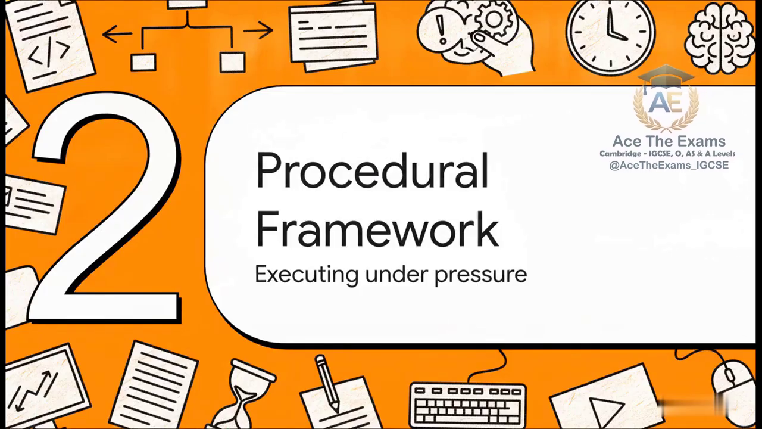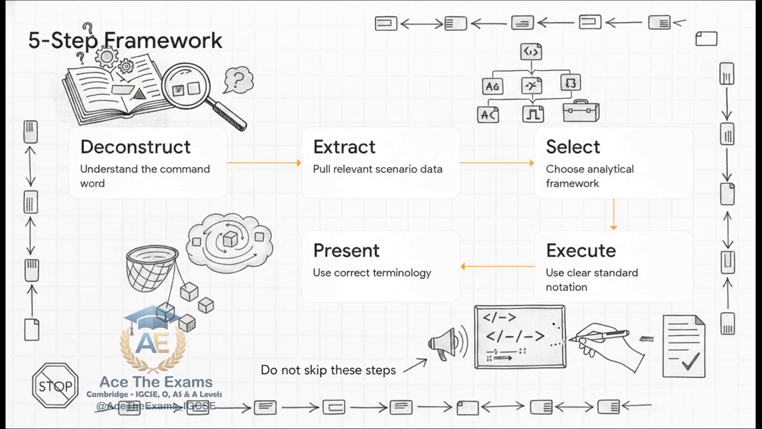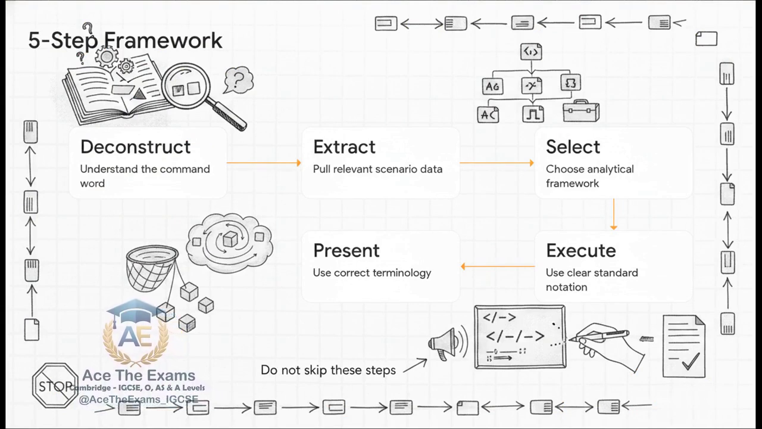Section 2, the Procedural Framework. When you turn the page and see a massive, complex question on writing records to files, you need a flawless system. You cannot just start writing. Here is the Computer Science Success Blueprint, a 5-step procedural framework directly derived from examiner expectations.